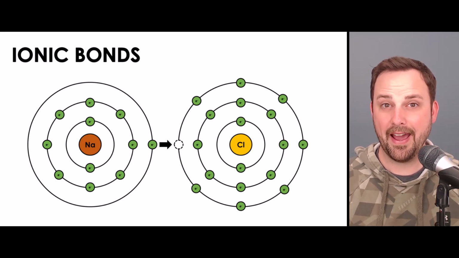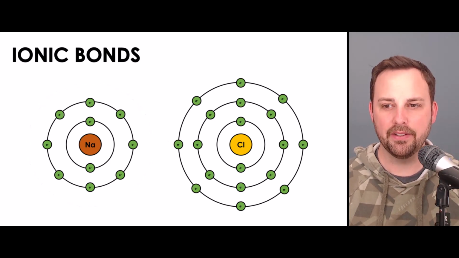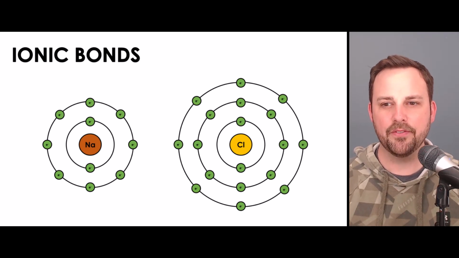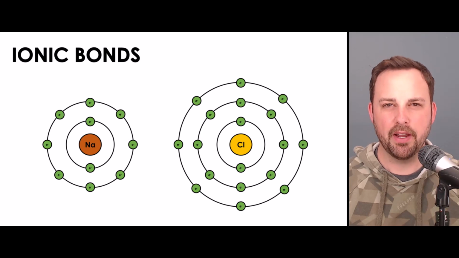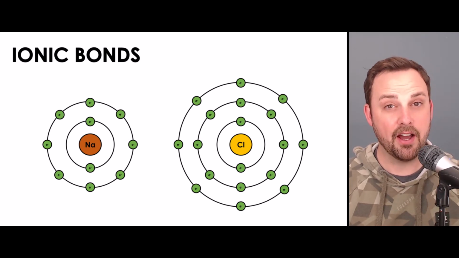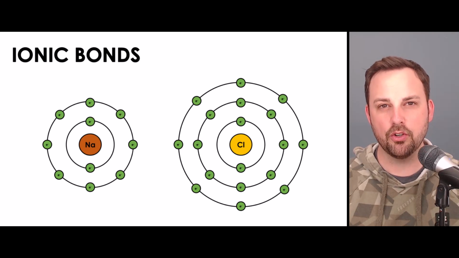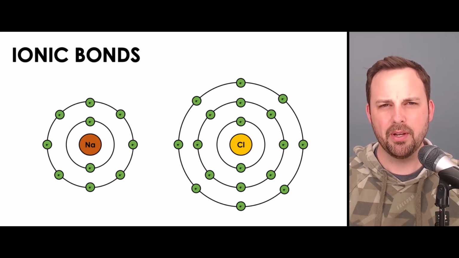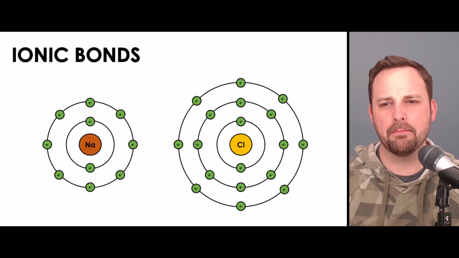So this is what happens in an ionic bond. The sodium atom gives away that valence electron and it's captured by the valence shell of the chlorine atom. So both atoms now have a full valence shell with 8 electrons. But why exactly do they bond?